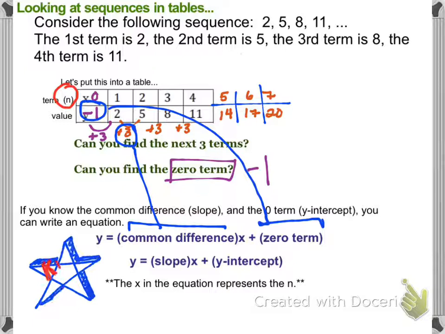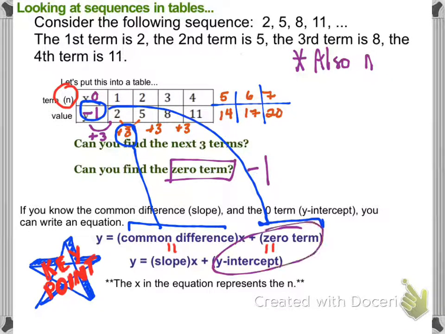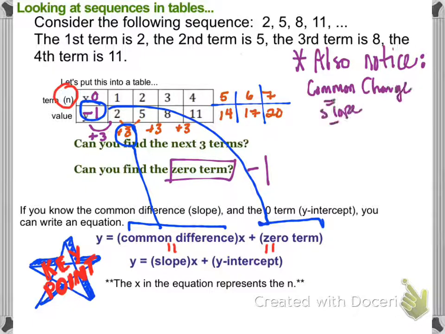So the main idea here is that this common difference is the slope, and the 0 term is the y-intercept. So common difference is the slope, 0 term is the y-intercept. Because of those facts, you'll also notice that if you were to compare any xy pairs, because it's a linear progression, the common change is equal to the slope, is equal to your change in y over change in x.